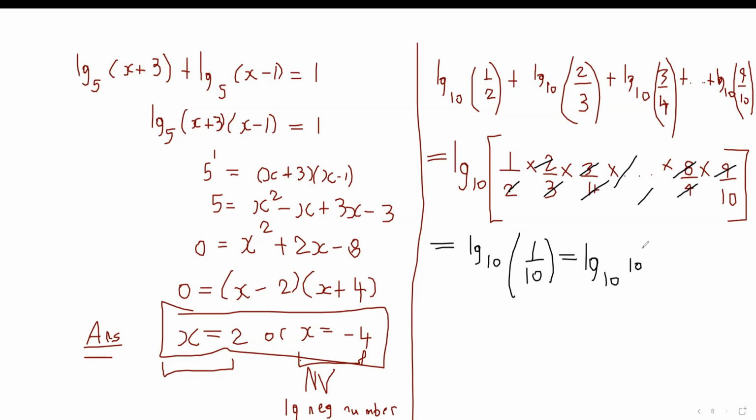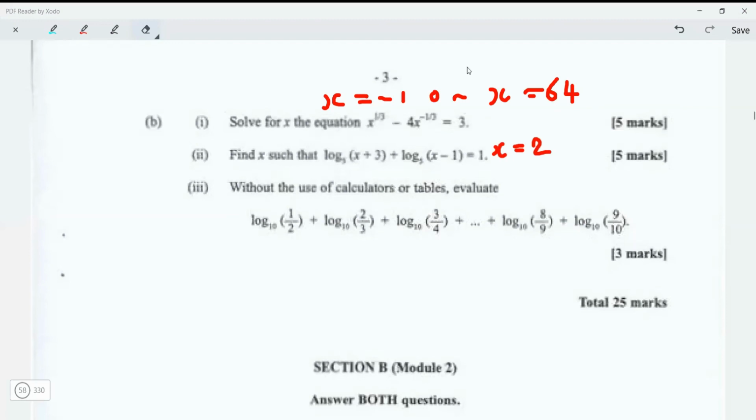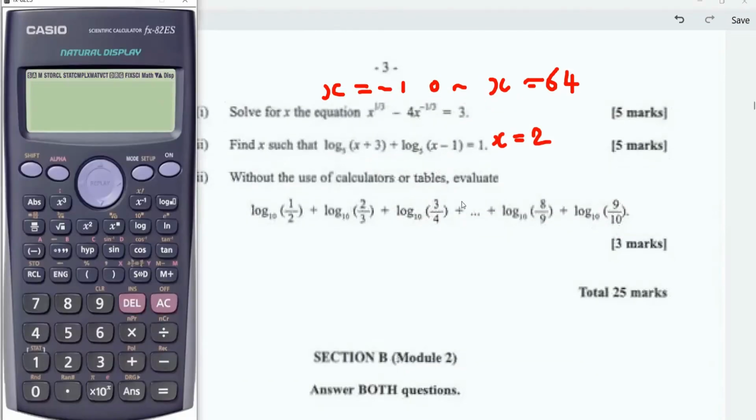But you could quickly realize that log to base 10 of 1 over 10 is log to base 10 of 10 to the minus 1. And then by the rules of logarithms, we can carry down the power minus 1 times log to base 10 of 10. But log to base 10 of 10 is 1. So that's the answer, minus 1. Easy, nice. This is just minus 1.